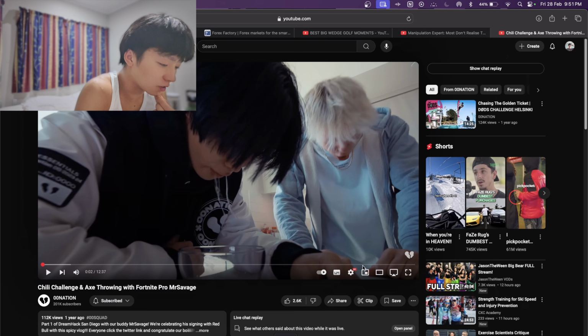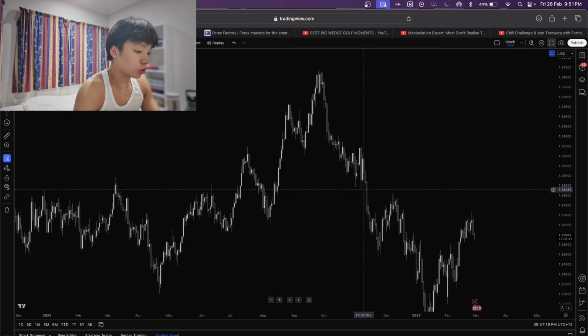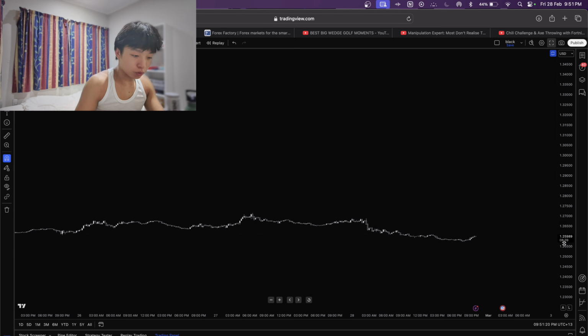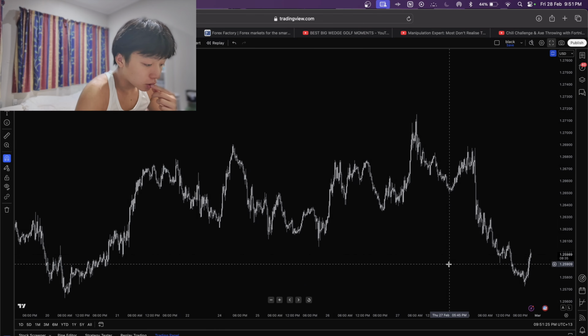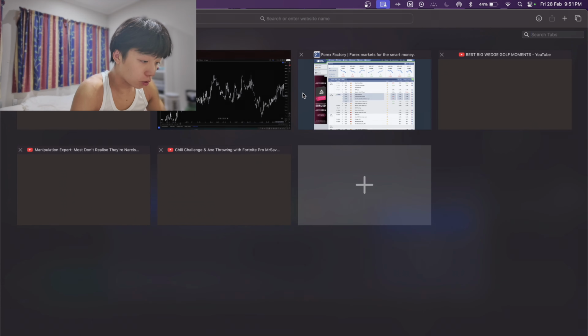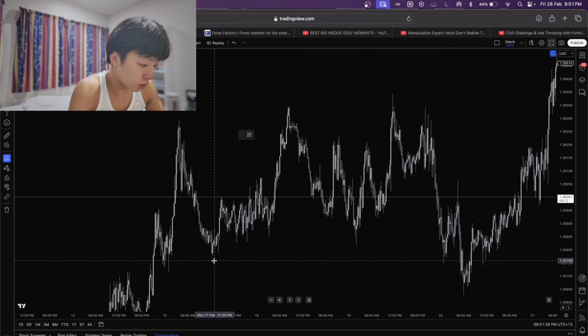I just realized I didn't give that many good examples of clear breaker structures, so I'll show you guys really quick some good examples on some trades that I've taken or that I've seen in the past. Okay, so right here we can see that we take out liquidity.